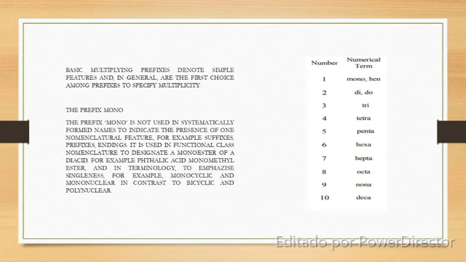The prefix mono is not used systematically in names to indicate the presence of one nomenclature feature, for example suffixes, prefixes, endings. It is used in functional class nomenclature to designate a monoester of a diacid, for example, dicarboxylic acid monomethyl ether, and in terminology to emphasize singleness, for example, monocyclic and mononuclear, in contrast to bicyclic and polynuclear.